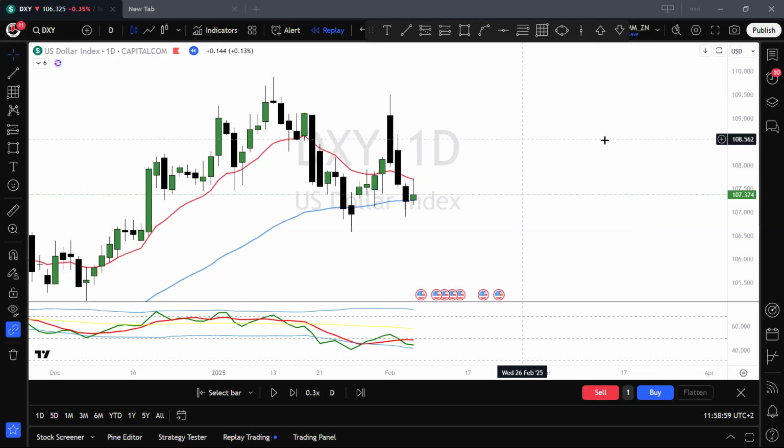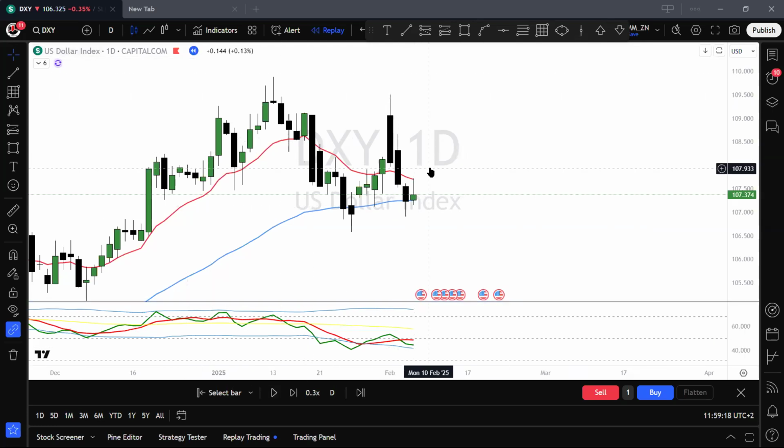So I'm just going to do a quick backtest on DXY as per request, and we're just going to look into price action from Monday to Friday last week. So let's see. This was Thursday. I'm just going to click play here.